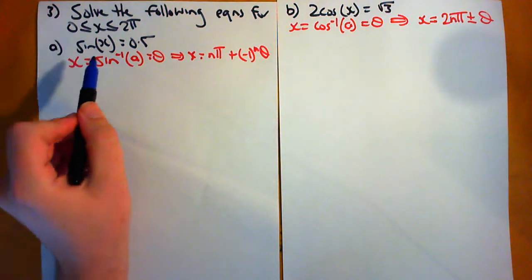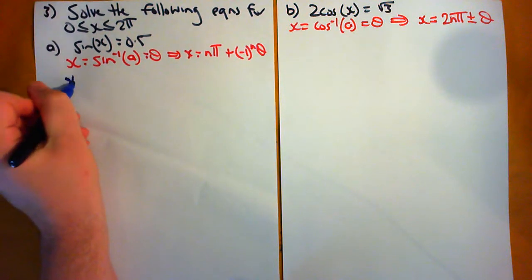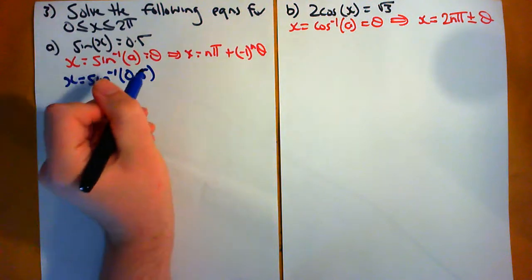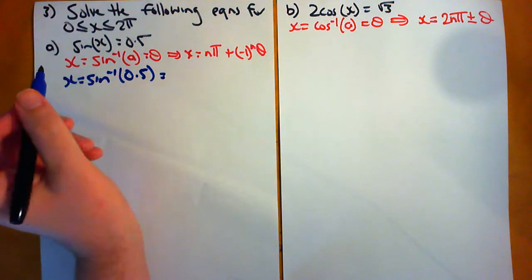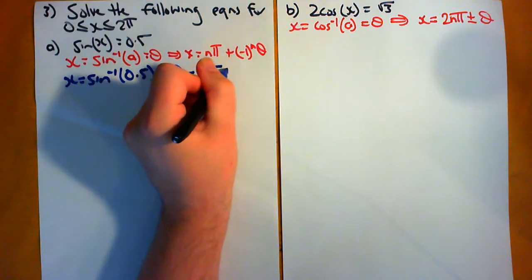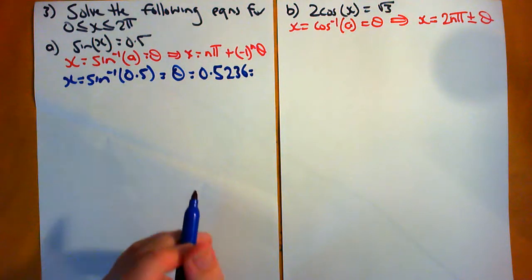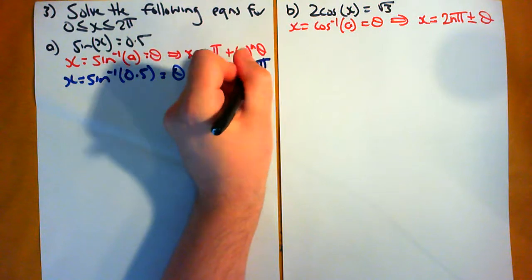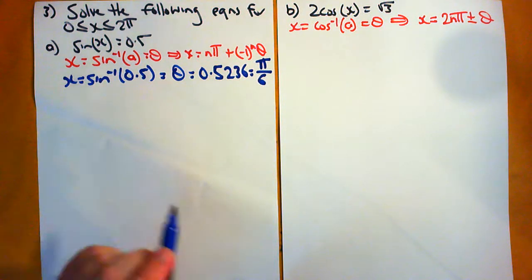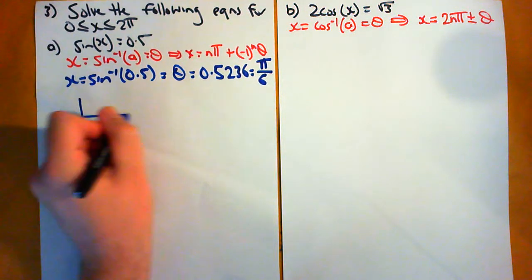Okay, so to solve for x, the first thing we need to do is take the sine inverse of both sides. So x is sine inverse of 0.5, and when we calculate that, we will get our theta, which is 0.5236. And if we divide that by pi, we get exactly 1 over 6, which tells us that what we've got is pi over 6. Okay, so we have our value of theta.